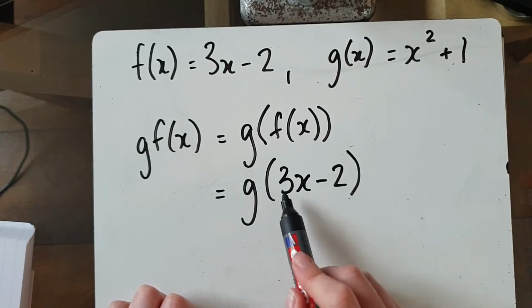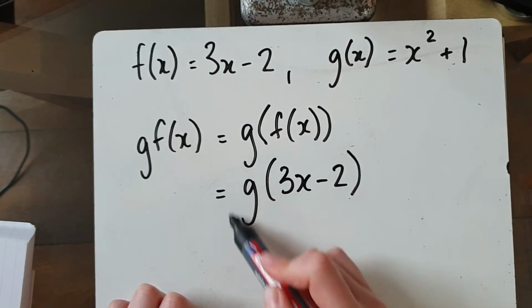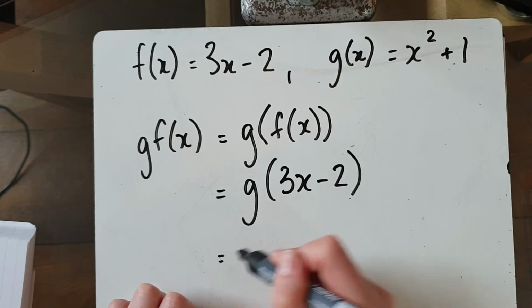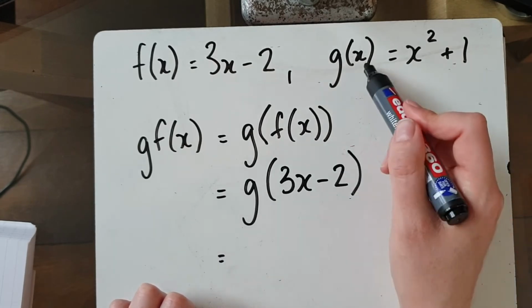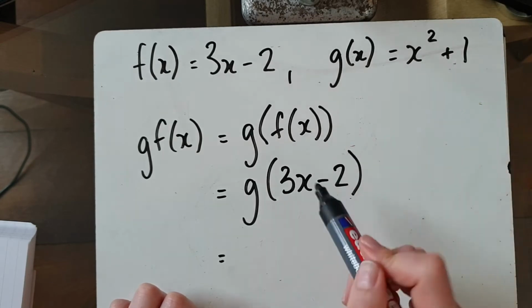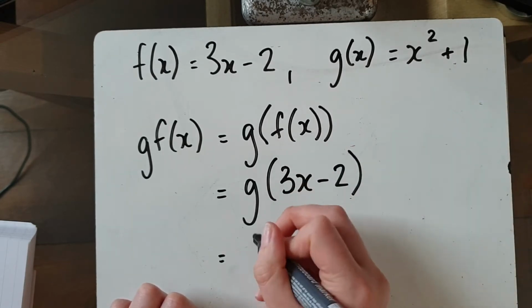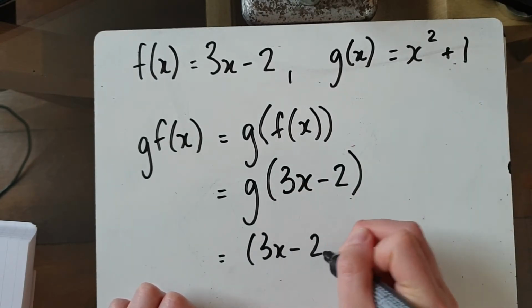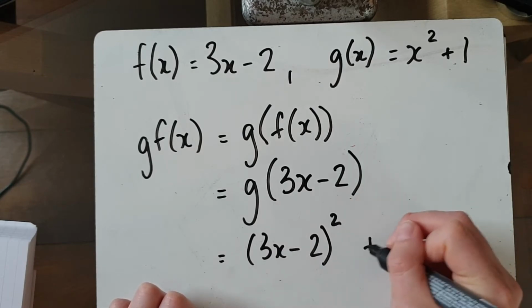Now we need to put 3x minus 2 through the function g. The function g takes what's in the brackets, squares it, and adds 1. So we're going to take what's in the brackets, we're going to square it, and we're going to add 1.